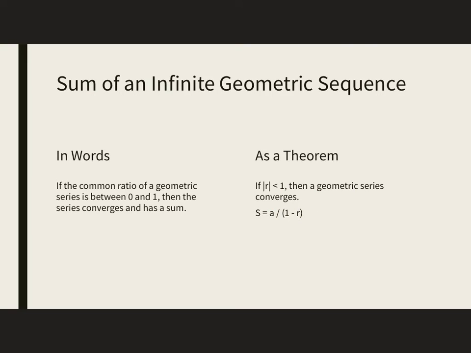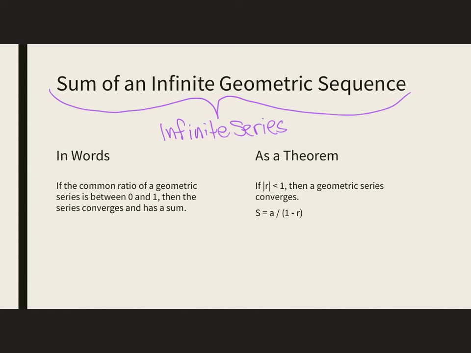The sum of an infinite geometric sequence, well, that's called a series. An infinite series, because in this case we'll be talking about an infinite sum. Okay, in words, if the common ratio of a geometric series is between 0 and 1, then the series converges and has a sum. Just like the mathematicians that came before you, you can verify this by just playing around with the numbers and a calculator, and you could see that the sum approaches one number when you have an R value that's less than 1.